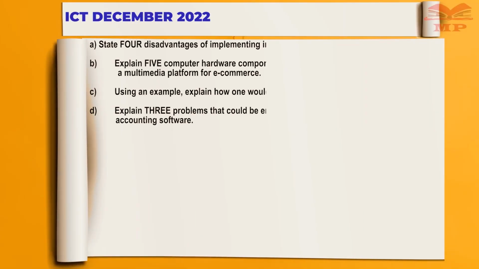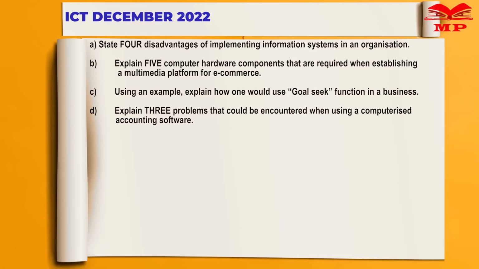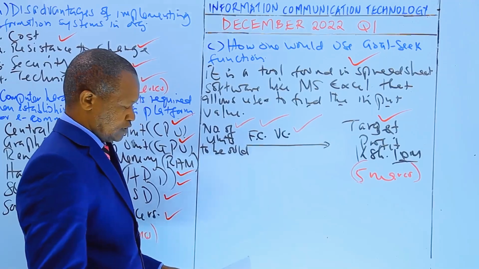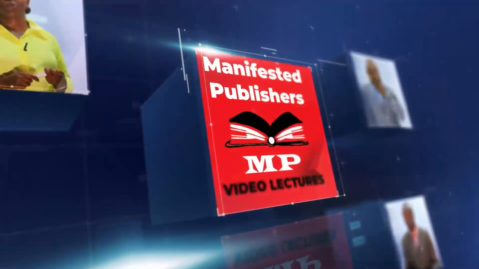The question is, using an example, which I have given here, explain how one would use a goal-seek function in a business. So explaining what I've explained would earn you the 5 marks. I repeat.